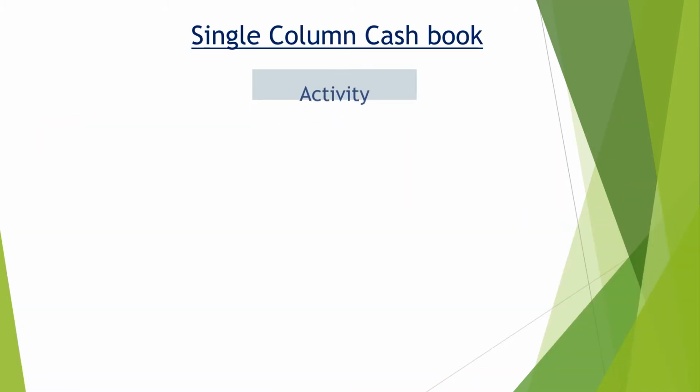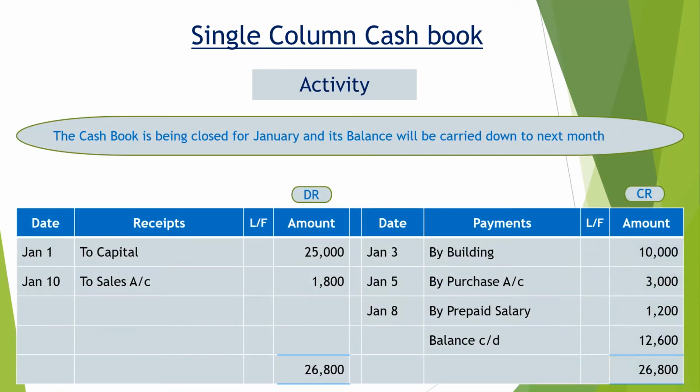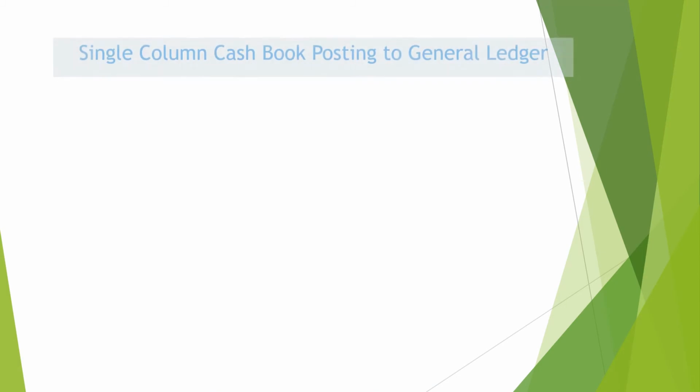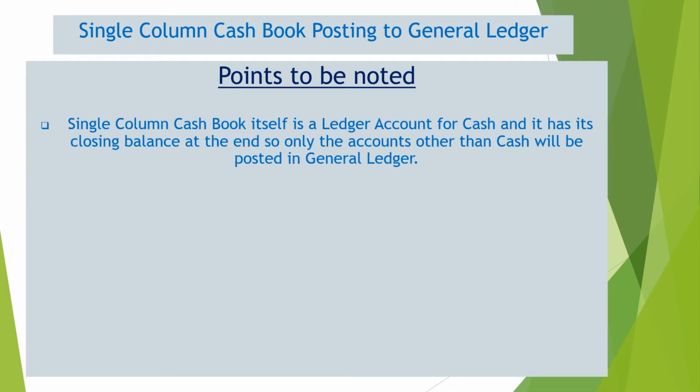Now, assuming these are the only transactions for the month of January, the book is being closed for the month of January. The difference between receipts and payments is known as cash balance in hand, which is $12,600 in our case.